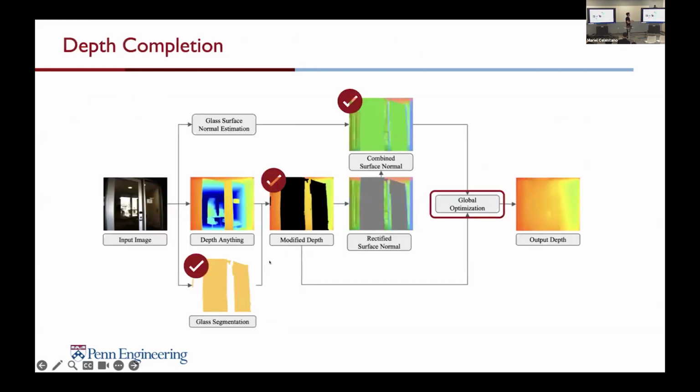So if we take a look at the pipeline again, we can see that we now have the glass segmentation part. From that, we can get the modified depth. And we also have a combined surface normal. And the only module left is the global optimization part, which gives us the actual output depth.